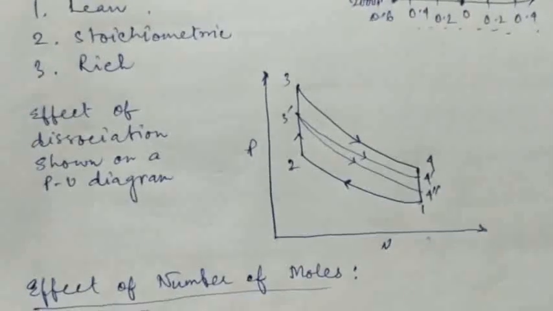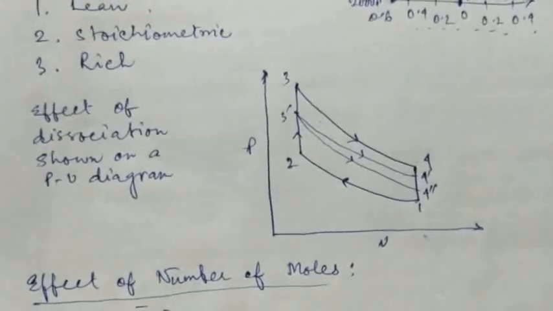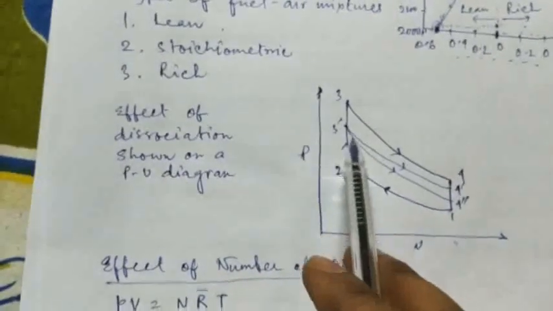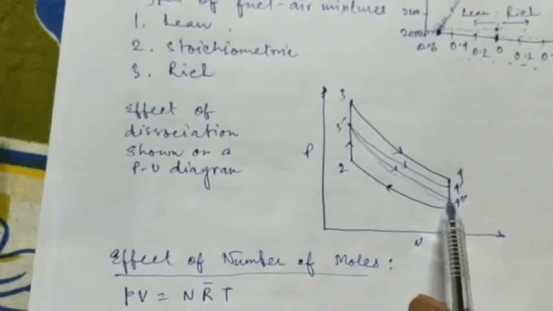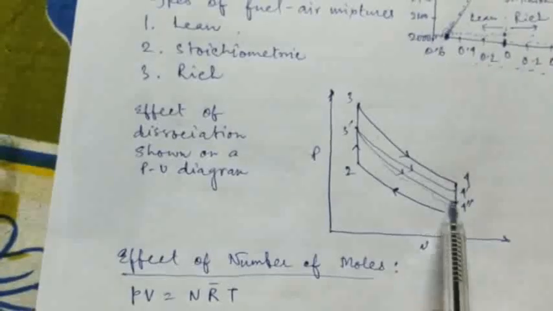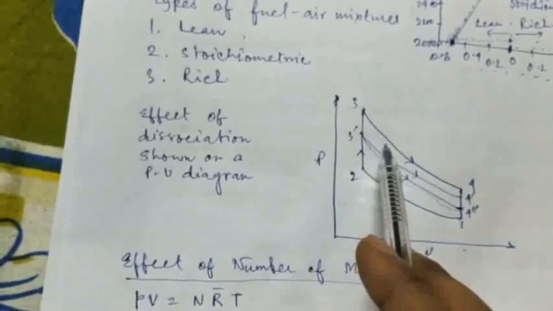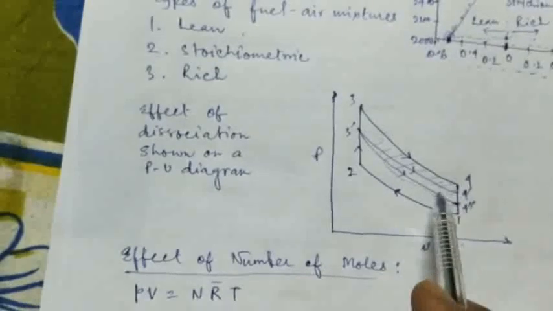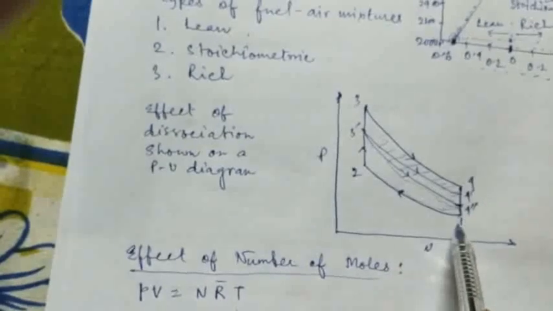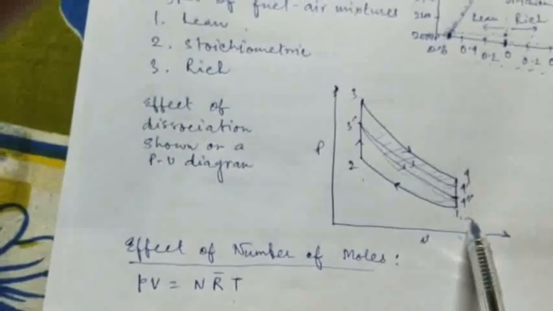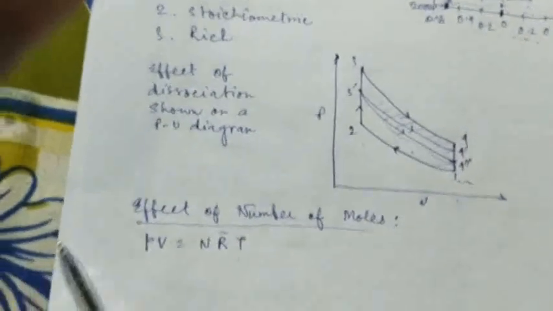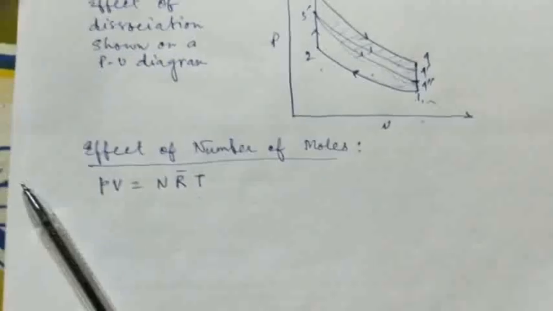So from this curve, we can understand the effect of dissociation in the PV diagram. If dissociation occurs, there will be a loss of heat and the curve will go below the air standard line. Thus, it will reduce the work output. This much work output has been reduced. The net work output is now the area under this curve 1, 2, 3 dash, 4 double dash. So work output will be less with dissociation, and the efficiency of the system will also decrease.